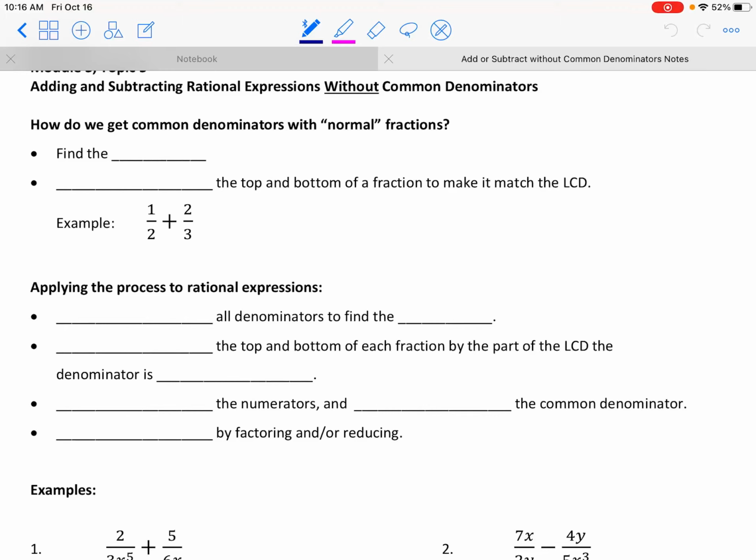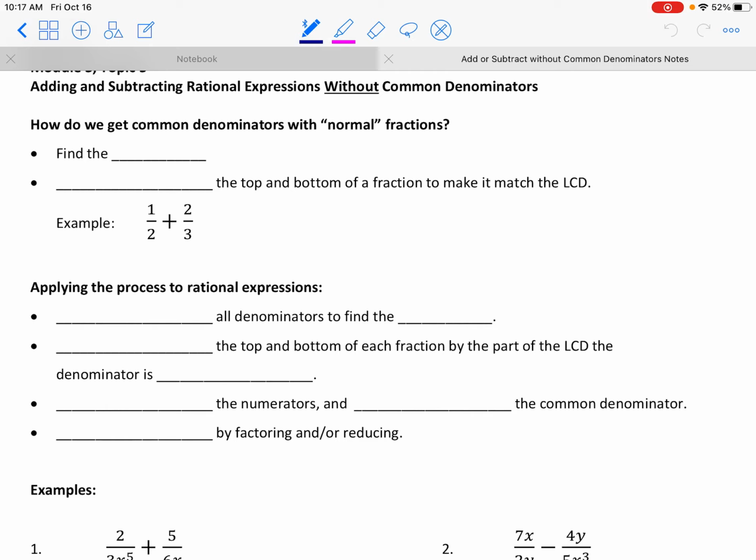Hello and welcome to our lesson on adding and subtracting rational expressions without common denominators. So we've been building up for a few topics to get to this point. We know that to add and subtract fractions we have to have common denominators. In the previous topic we looked at how to find the least common denominator when we're dealing with rational expressions. And remember, the same rules that apply to normal fractions are going to apply to rational expressions.